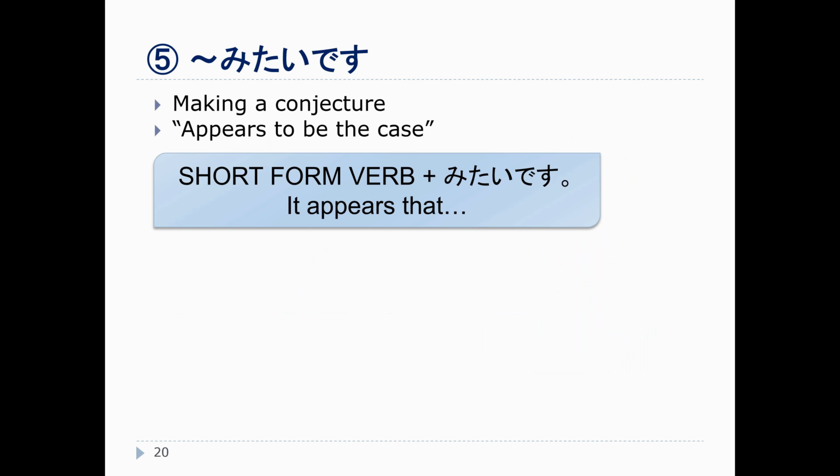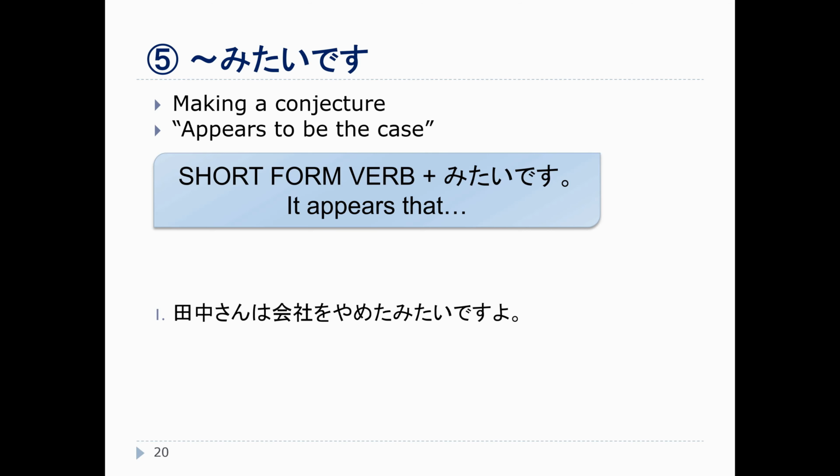So we'll use like a short form verb plus みたいです. So, 田中さんは会社を辞めたみたいですよ。It seems that it appears that Tanaka-san quit the company. So this is a little bit different from the そうです that we talked about at the beginning of the chapter, because this is maybe a conjecture, like an assumption we make based on evidence. So, 田中さんは会社を辞めたそうです would mean like I heard from somebody that Tanaka-san quit the company.